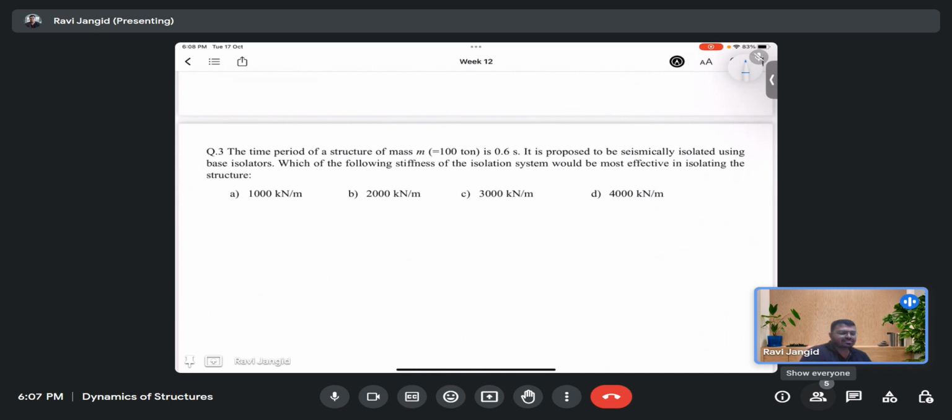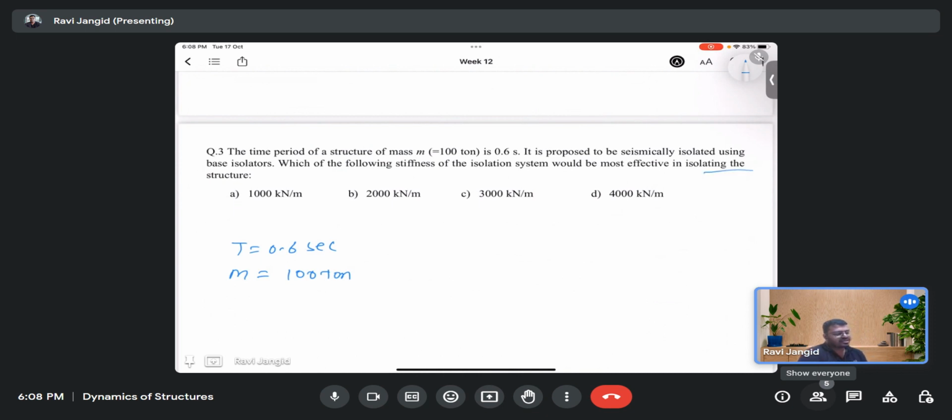Now when you solve the question, you have some idea of how we define the stiffness of the isolator system or something else. So we are given a time period of the structure, T equal to 0.6 second. Mass of the structure is given as 100 tons. It is proposed to be seismically isolated using the base isolator. Which of the following stiffness of the isolator system would be the most effective in the isolation system?